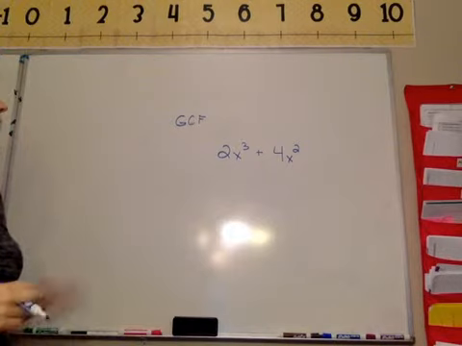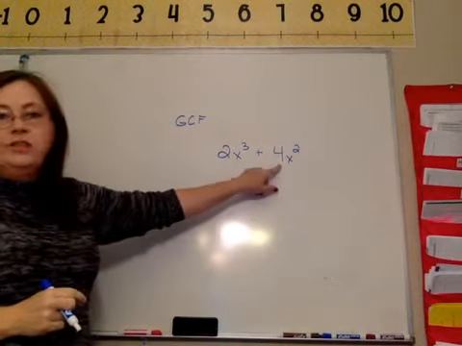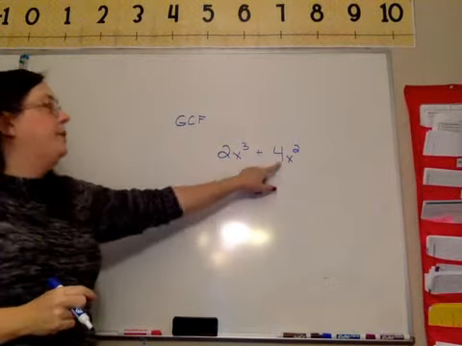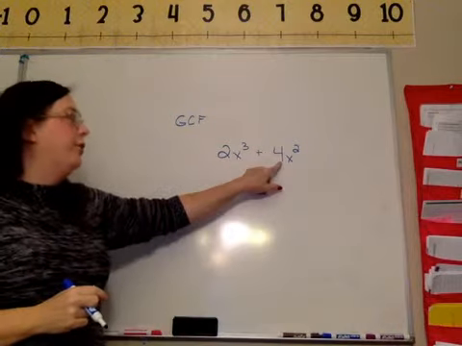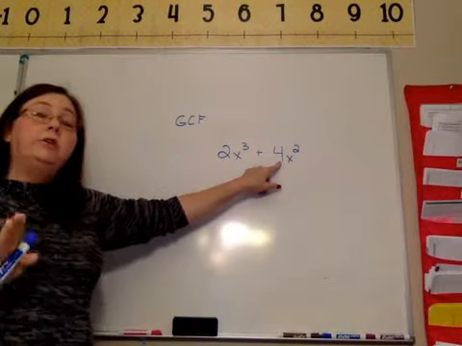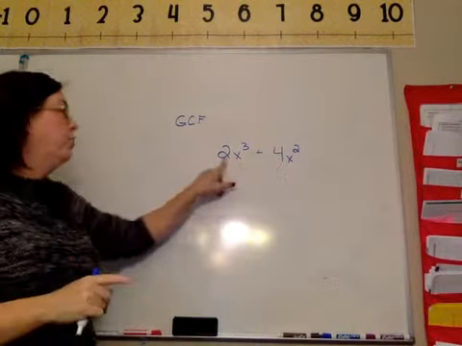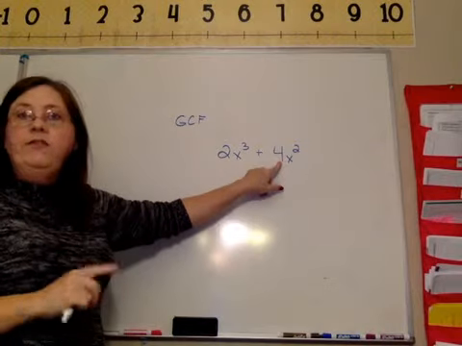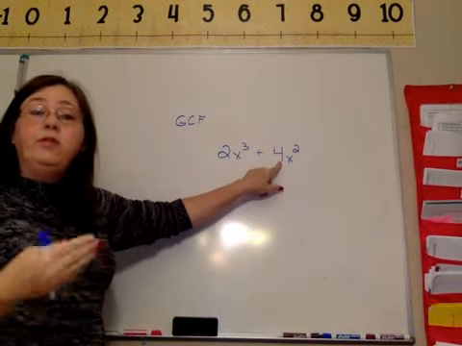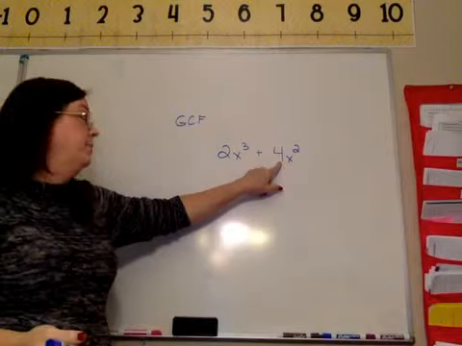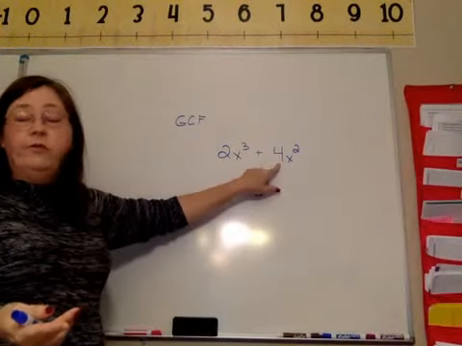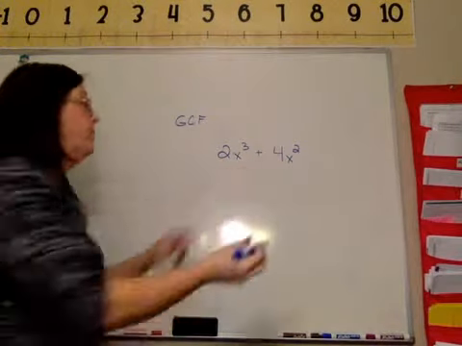That means that we look first at the coefficients and we decide what is the biggest coefficient that can come out of both of these. I told you a little hint: always check to see if the little one will go in the big one. If the little one goes in the big one, then we know that that is the biggest coefficient that can be used. 2 does go into 4, so it is the biggest number, so we pull that one out.